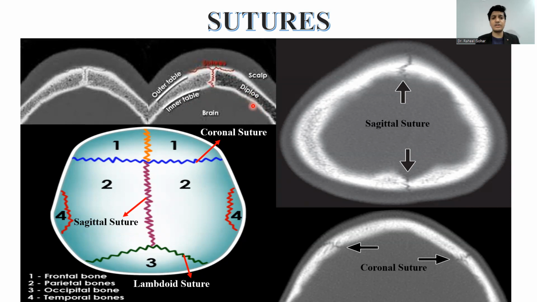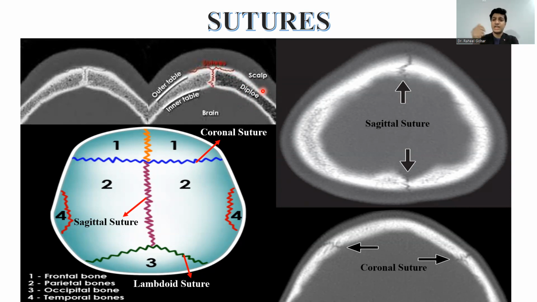We have three structures in the skull bones: the outer table, the inner table, and in between we have the diploe. The outer table and inner table are actually cortical bones. After trauma, when we are seeing the CT scan of the brain, we sometimes get confused about how to differentiate between suture and fracture. There are three ways in which we can differentiate suture from a fracture.